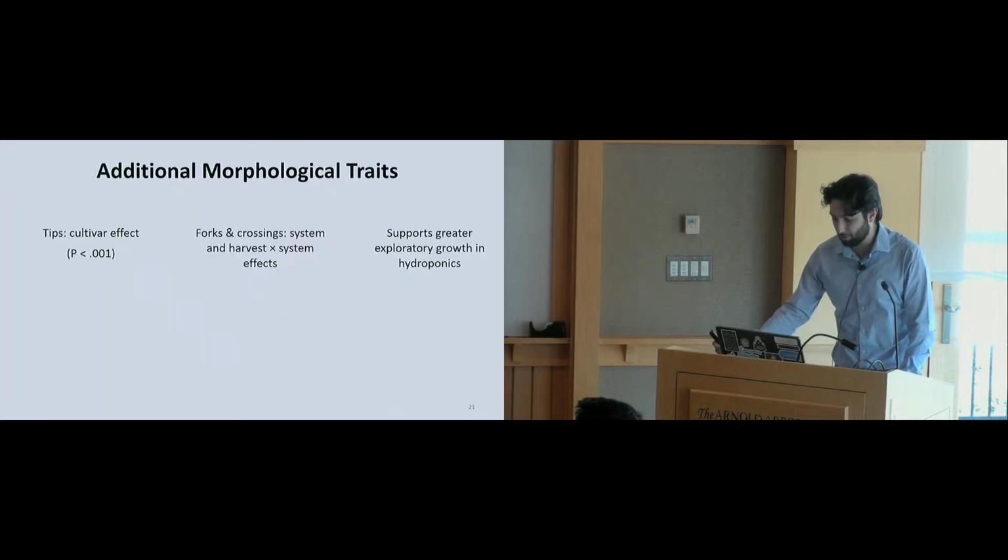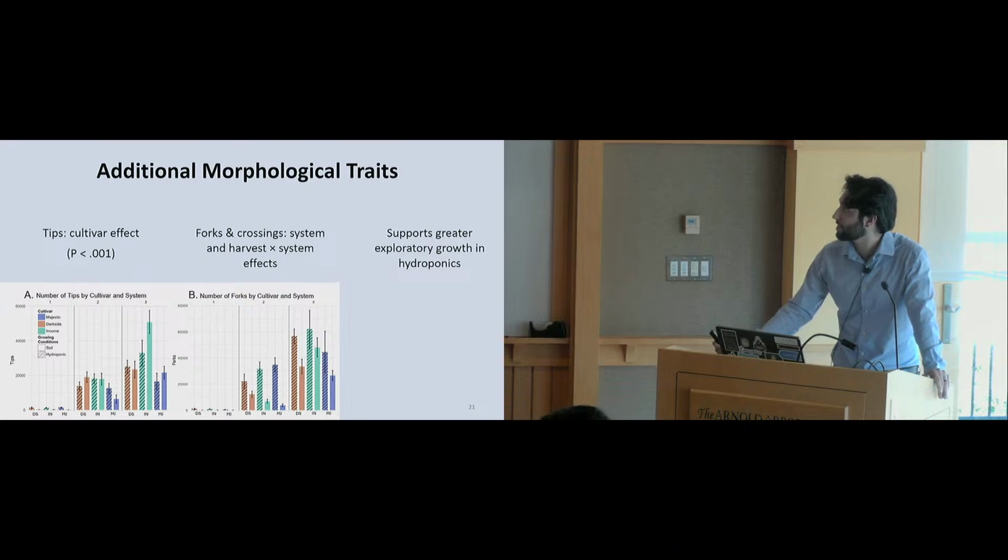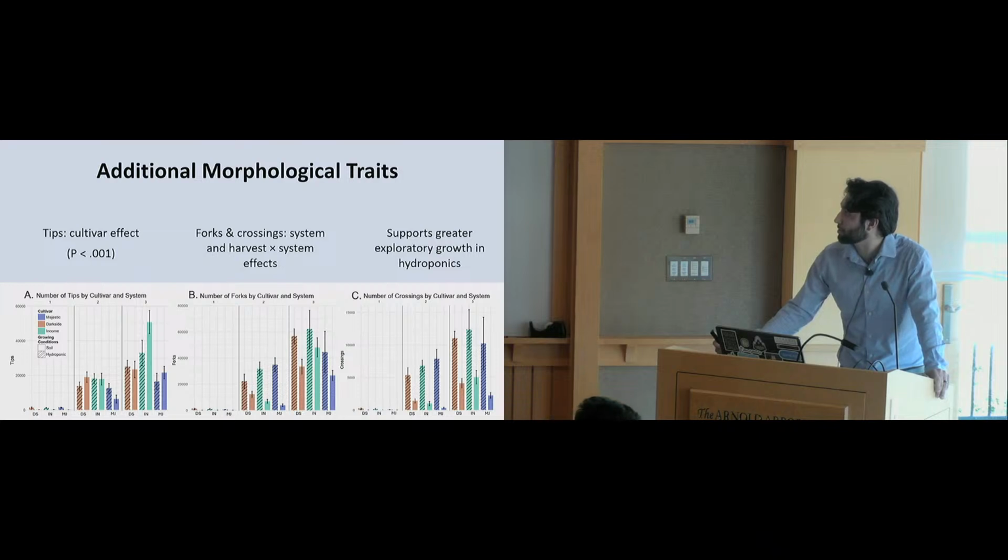We also have some additional traits here. From our tips, we have a cultivar-based effect. Our forks was system-based, but also harvest and system-based effects. And then we also have our crossings as well. So we can think about this as both a metric of root system development, right? The higher number of tips, forks, crossings you have, the more developed your system is overall. We can also think of it as a form of exploration, especially things like tips, right? If your cultivar wants to explore, it's going to be developing new areas and new tips for it to explore from.